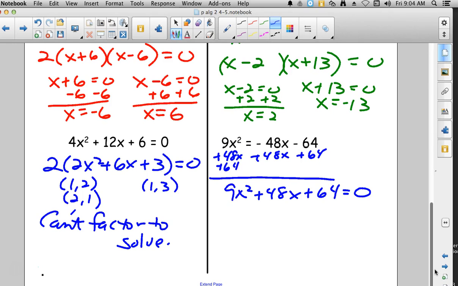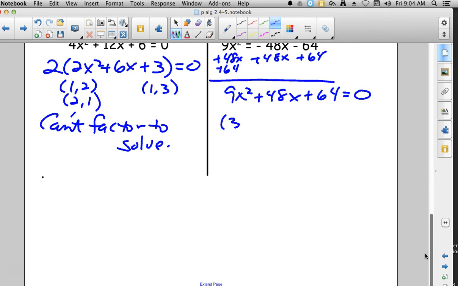So can we pull something out of that? 3 goes into 9, 3 goes into 48, 3 doesn't go into 64. You know, you do that for a little bit. But yeah, we realize there's nothing else we can take out, so let's check out that perfect square business. We have to check the middle term.